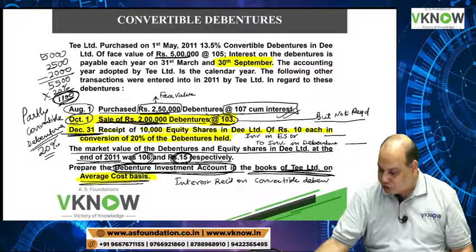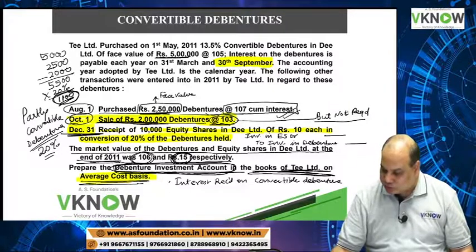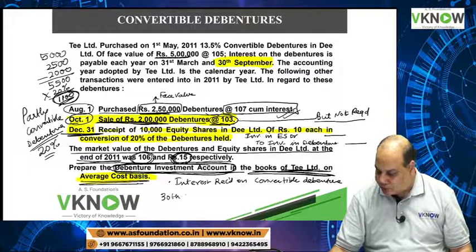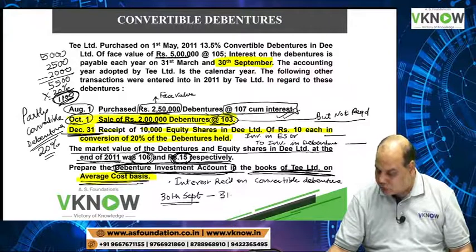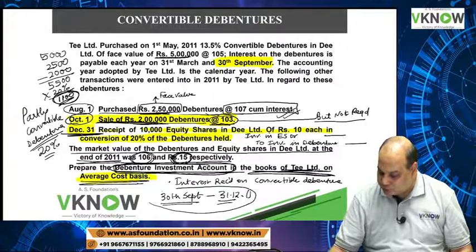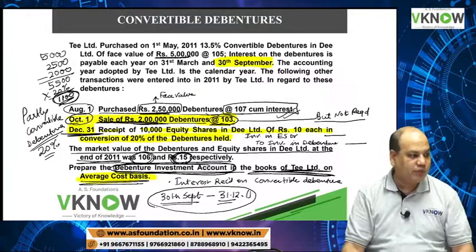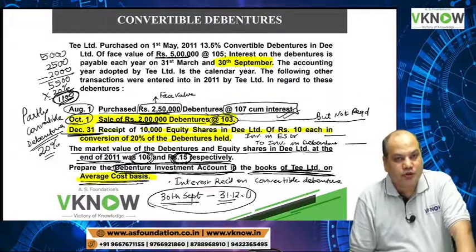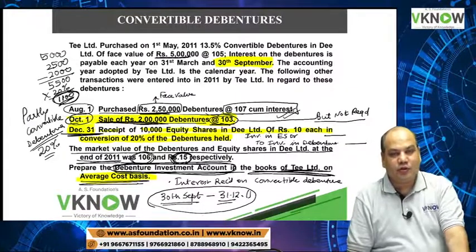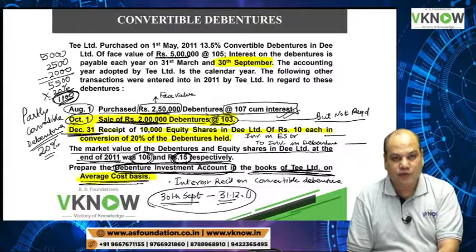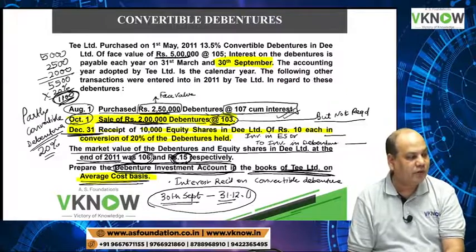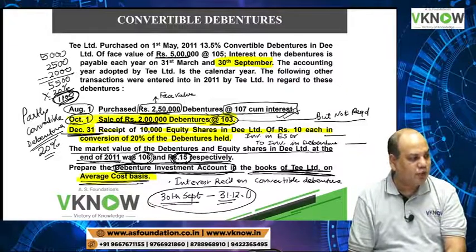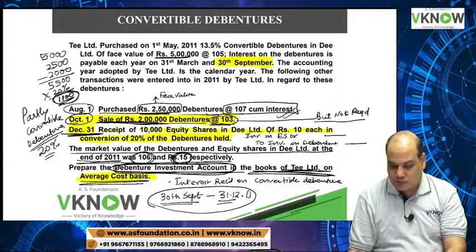This they have not mentioned in the problem, but the student should know that up to 30th September, the interest has already been paid. The conversion took place on 31st of December. Therefore, on the converted portion, that is 1100 debentures, interest will be received for 3 months. So we will have to pass interest entry also. Is it right?